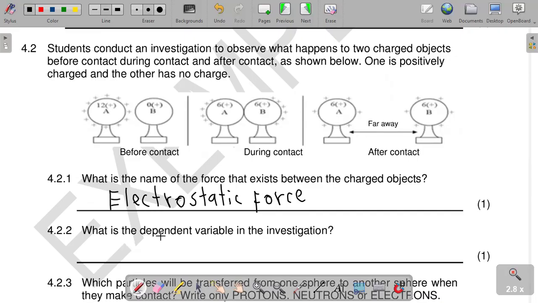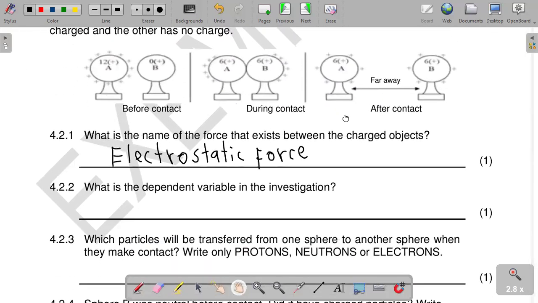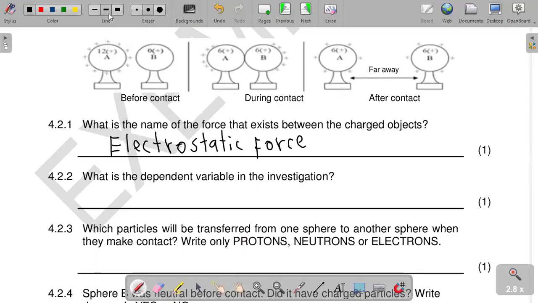What is the dependent variable in the investigation? So the dependent variable in this case is going to be the type of force that is observed between the objects.